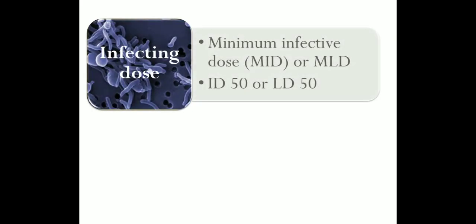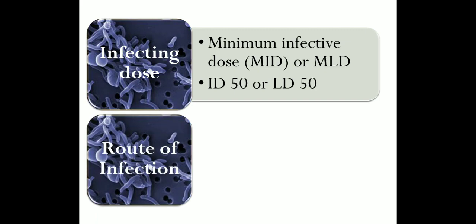Another two very important terms that we need to understand related to an infectious process are the infecting dose and the route of infection. The infecting dose is sometimes expressed as the minimum infective dose or a minimum lethal dose. It is in short also expressed as ID50 or LD50. This means that it is the dose or the concentration of the organism that is responsible for infecting 50% of the individuals.